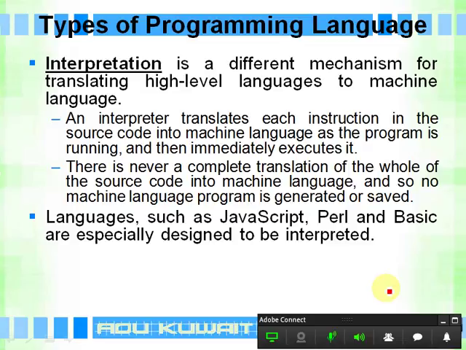So interpretation is a different mechanism for translating high level language into machine language. It translates each instruction in the source code into machine language as the program is running, and immediately executes it. You can think of it as line by line, and it will not store any copy. So every time you run, it will be translated every time. Languages such as JavaScript, PHP, Perl, Basic are all interpretation languages.